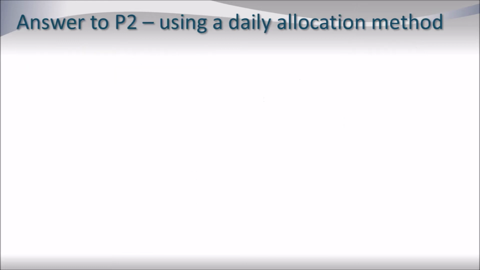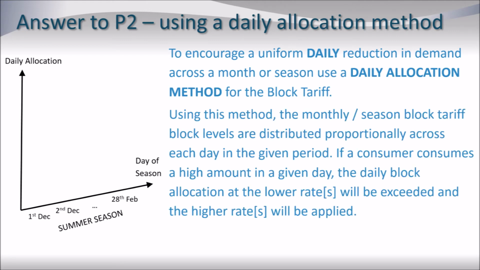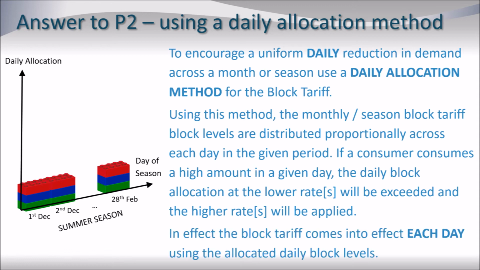The answer to problem 2 lies in using a daily allocation method with the block tariff. To encourage a uniform daily reduction in demand across a month or season, use a daily allocation method for the block tariff. Using this method, the month or season block tariff block levels are distributed proportionally across each day in the given period. If a consumer consumes a high amount in a given day, the daily block allocation at the lower rates will be exceeded and the higher rates will be applied for that day. In effect, the block tariff comes into effect each day using the allocated daily block levels.